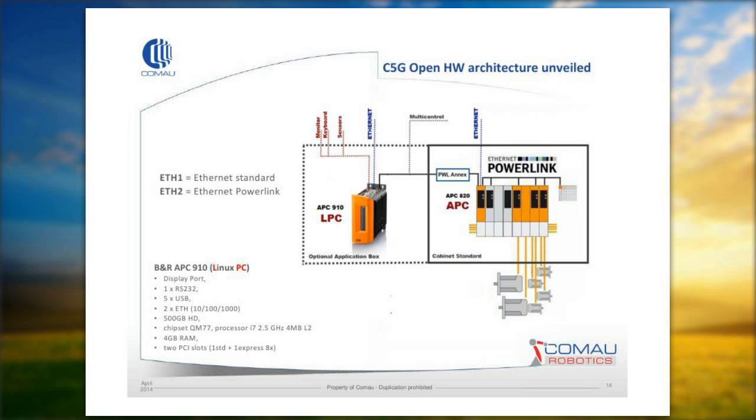Here we want to show just a little bit of the architecture of the C5G Open, where we have in the right black box the standard architecture of the robot, that is the APC, and on the left side we have the LPC, that stands for Linux PC, that is very powerful, and it allows the user to be directly connected to the standard C5G robot control with real-time communication.